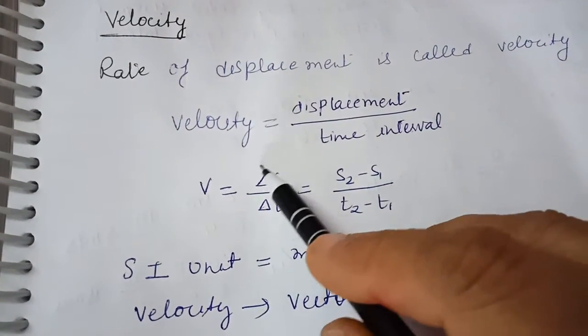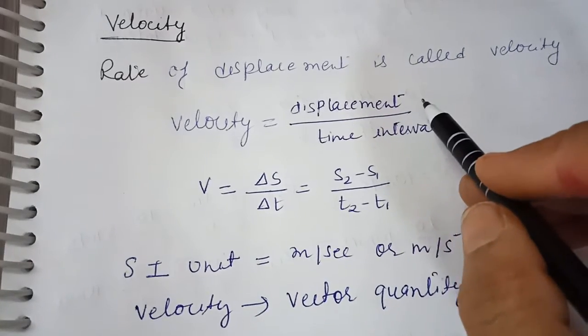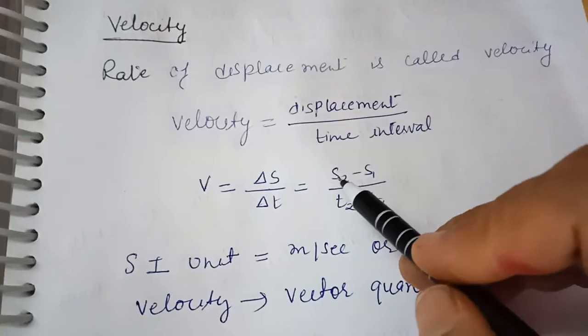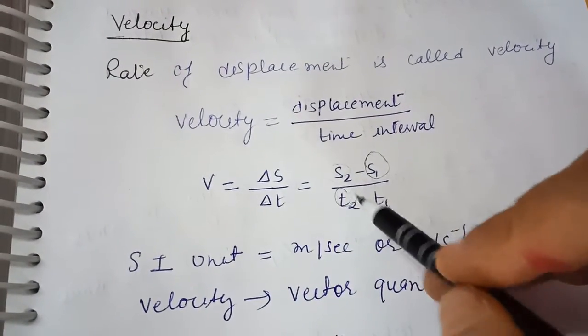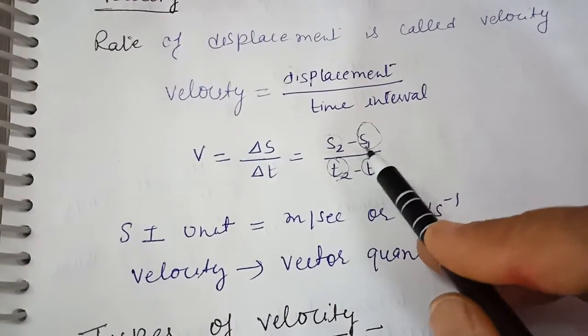Delta S is the symbol for displacement. Displacement is the final position minus initial position. So we can write it as final position S2, initial position S1, T2 time and T1 time. So this is the time interval and this is the displacement.